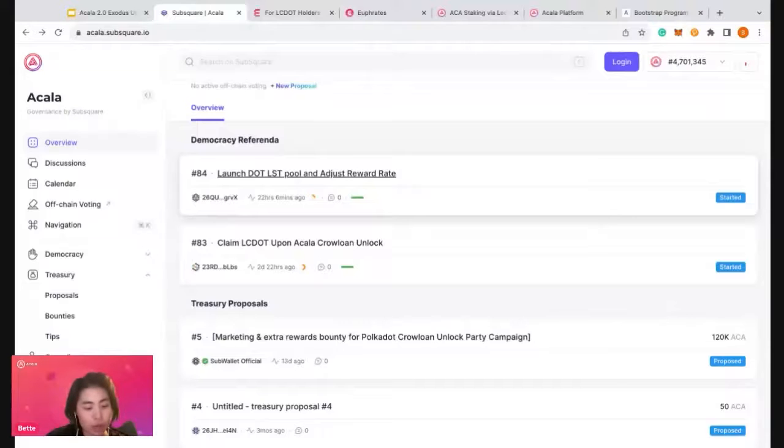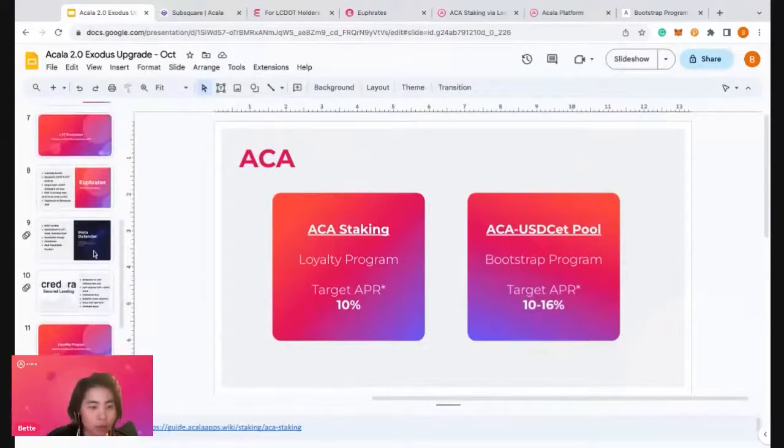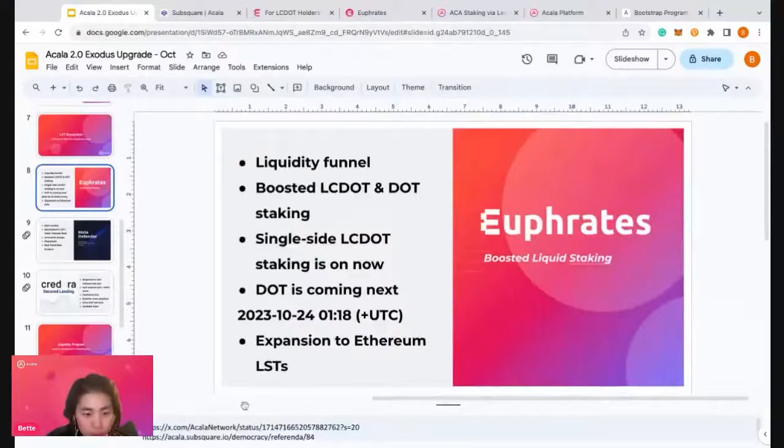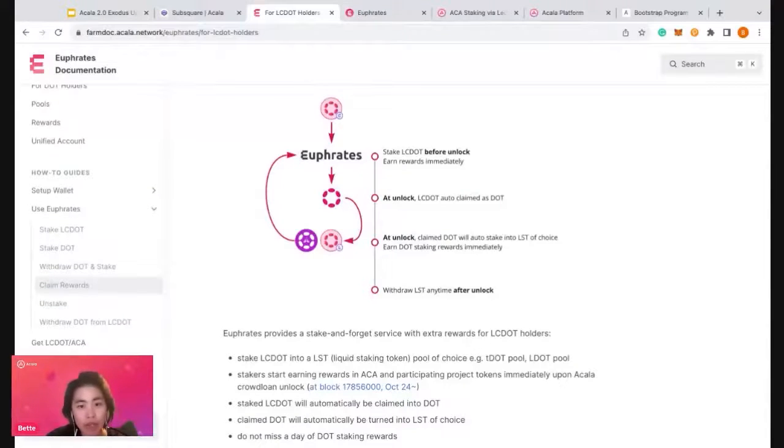The next question: can I claim my DOT through Euphrates? The answer is yes. So you can claim your DOT through Euphrates. I encourage you guys to try to read through this guide. There's quite a bit of information there. If anything you can't find, then we should probably put that information up.